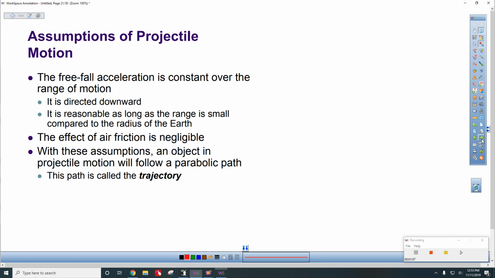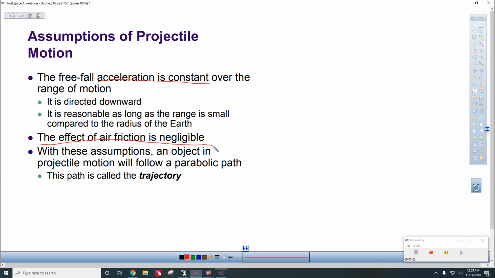So some things that we're assuming is that acceleration is constant. That's important because as you get further and further away from the Earth, closer to outer space, further into the atmosphere, acceleration may change just a little bit. But we're not going to take that into account for now. We are also going to completely ignore the effect of air friction.